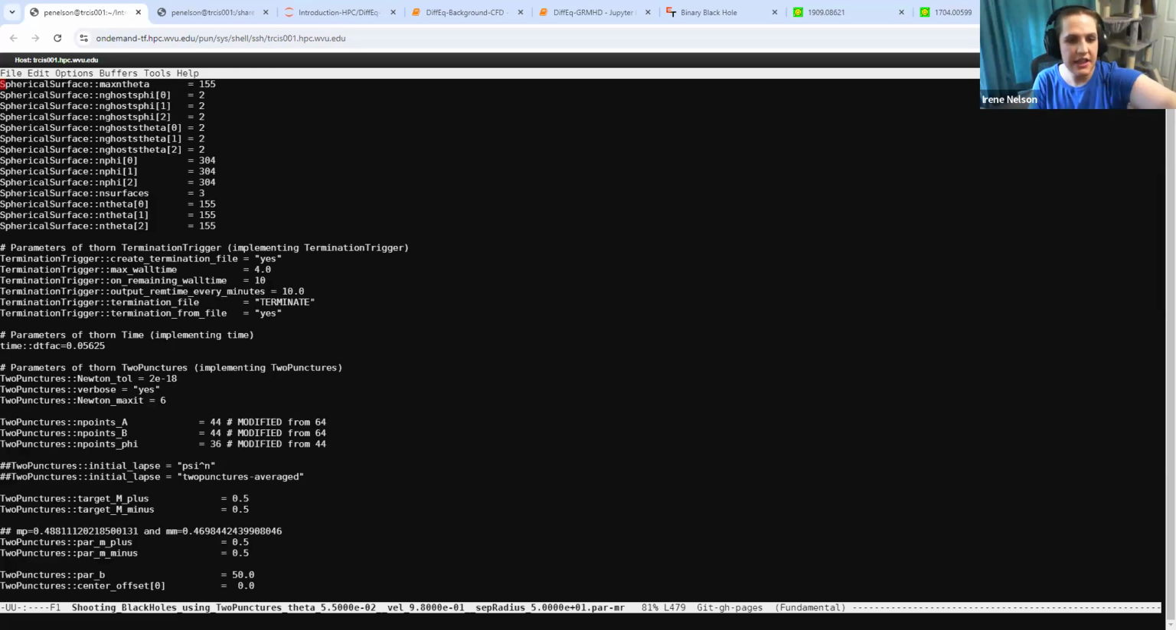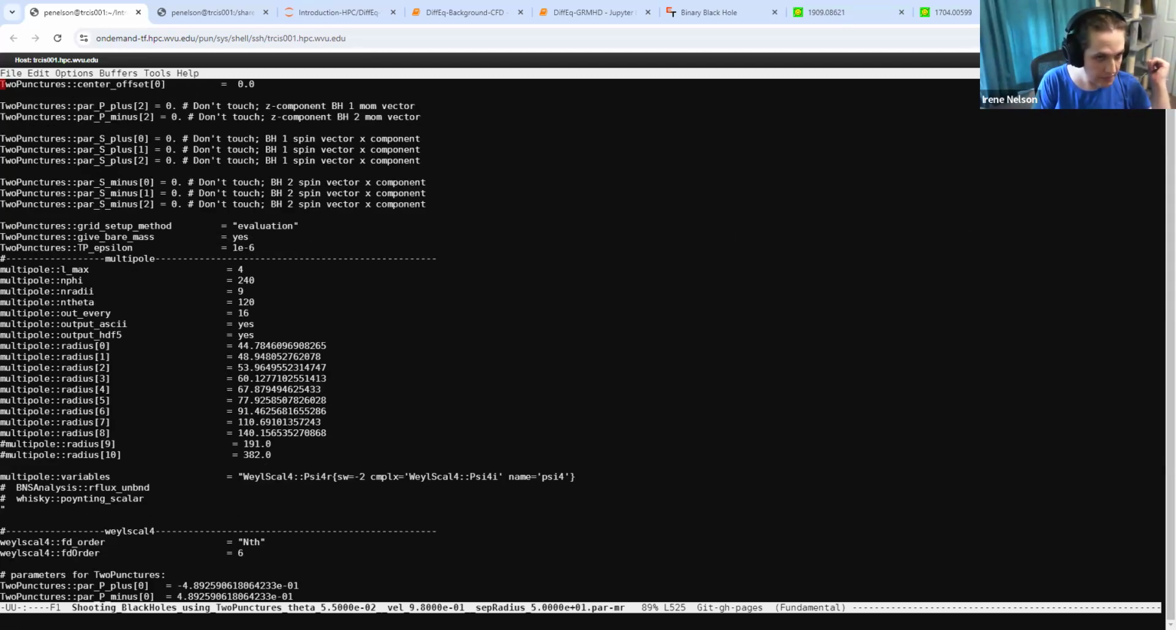Two punctures is the thorn that solves for the specific initial data that we'll be using. It's called the Brandt-Brügmann metric. Weyl scalars 4 is something that will be calculating the information that we would need for gravitational wave analysis if we wanted to do that. The Weyl scalars are a set of 5 complex scalars that encode information about the spacetime, and specifically psi4 has information related to the polarizations of the gravitational waveforms.